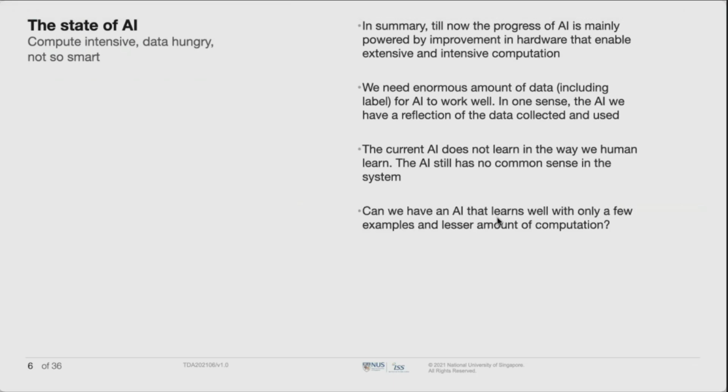Now, given the issues stated above, one may wonder, can we have an AI that learns well with only a few examples and a lesser amount of computation? Is it possible to have AI that learns like humans? These are the questions some computer scientists are working on. And these are the questions few-shot learning is trying to answer.